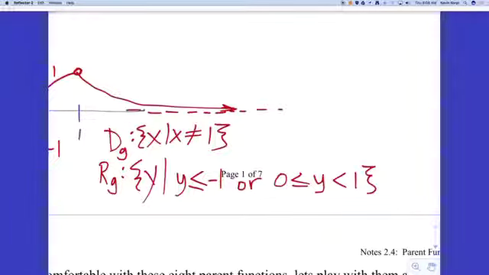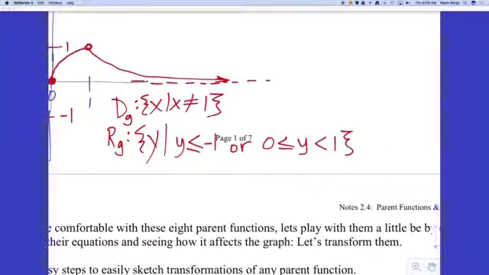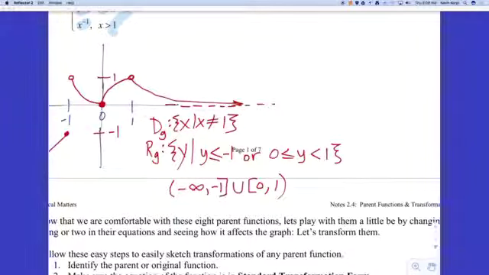So that's how you do it with inequalities. Or you can use interval notation, right? Negative infinity to negative 1 bracket, union bracket 0 to 1 parenthesis. However you like to do it.